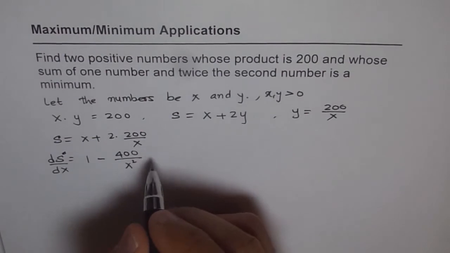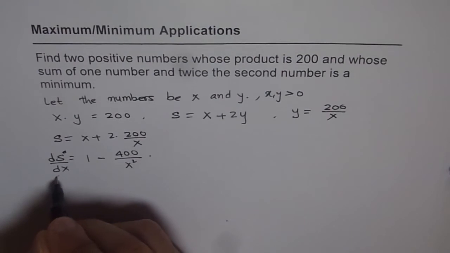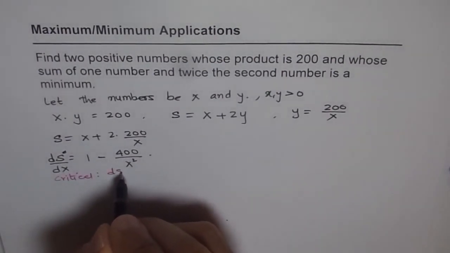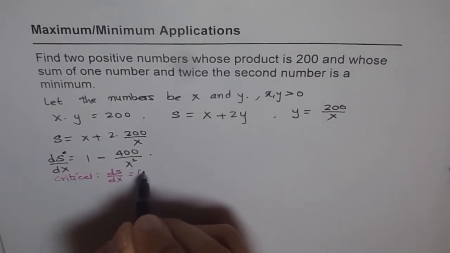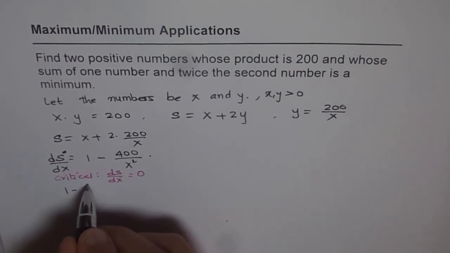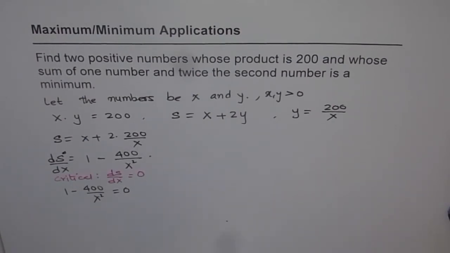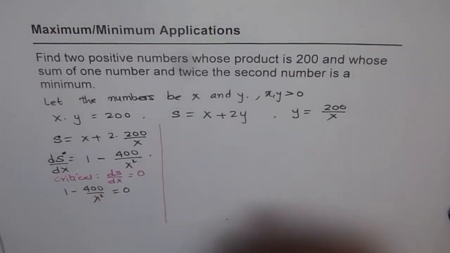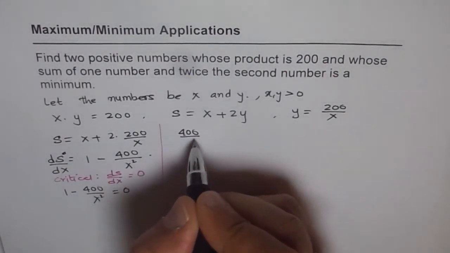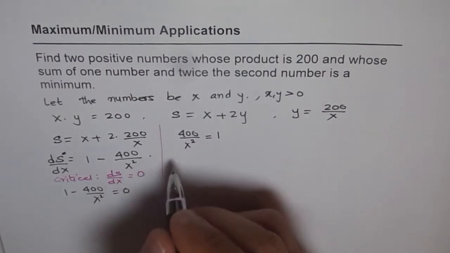Now for the critical point, this should be equal to 0. So for the critical point, ds over dx should be equal to 0, right? So that means we have 1 minus 400 over x squared equals 0. So let's solve for this and find the value of x. So that means 400 over x squared equals 1.